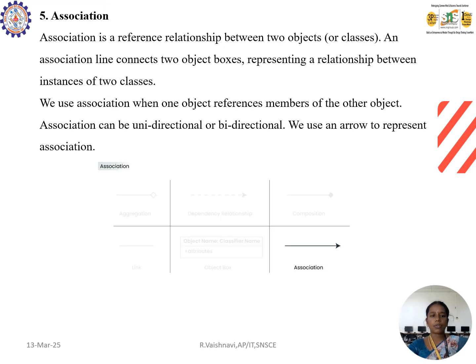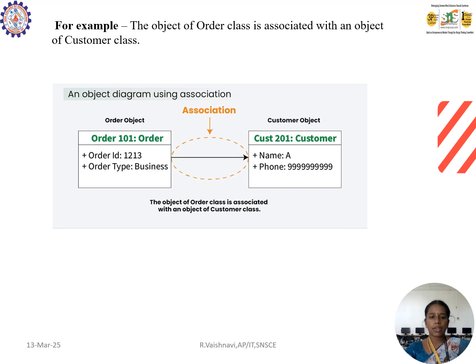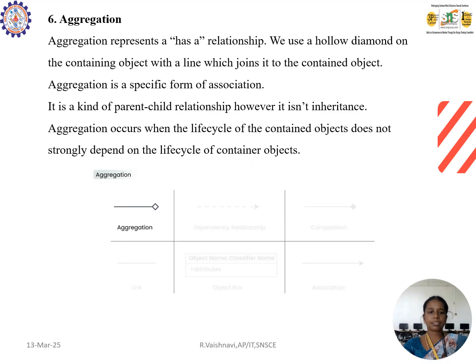And then fifth one will be the association. Association is a reference relationship between the two objects. An association line connects the two object boxes representing the relationship between the instances of two classes. Example, here we have the object of the order class is associated with the object of the customer class.